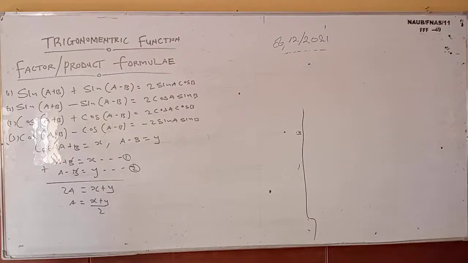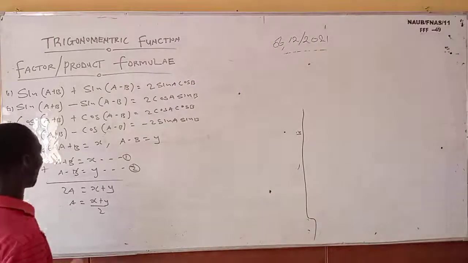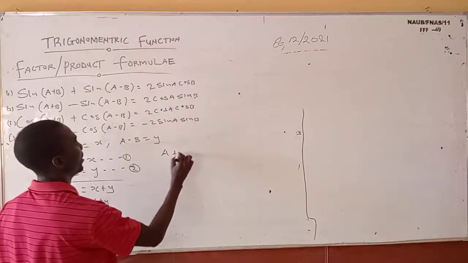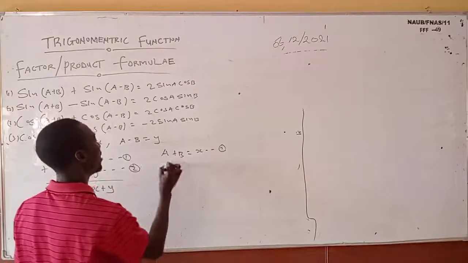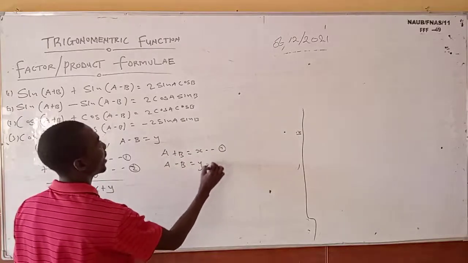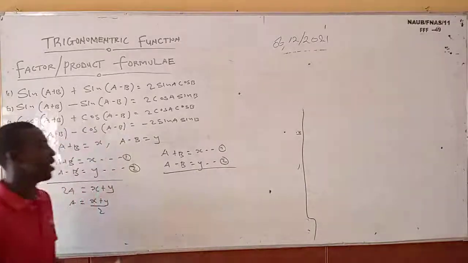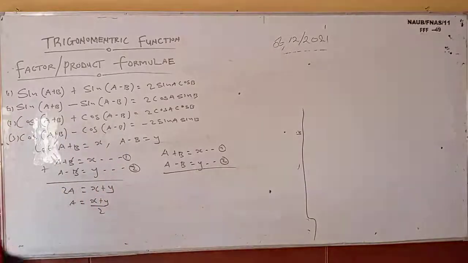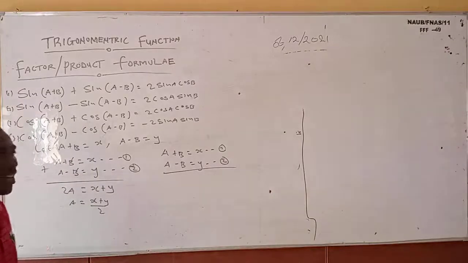So can I get b? Yes, I can also get b. I can get b from any of these equations. I can substitute s plus y over 2 for a in equation 1. But instead of doing that, still using this same simultaneous equation, if you do that, you get your answer. Instead of wasting my time, look at this. I've gotten my a. So a plus b equals s, equation 1. a minus b equals y, equation 2. Before I add the equations together, now let me subtract. If I subtract these two equations, I will get my b.